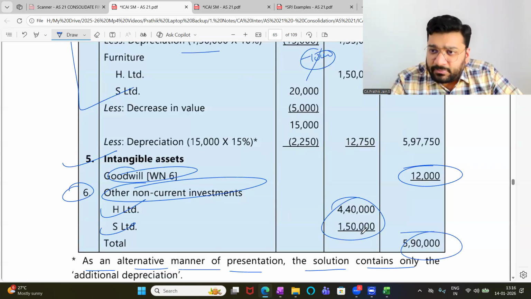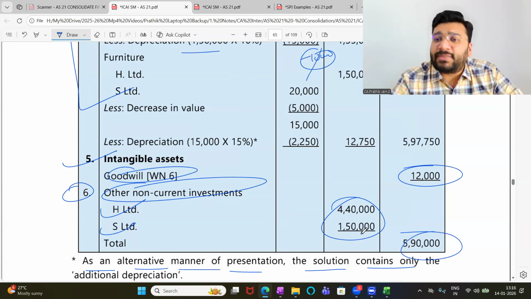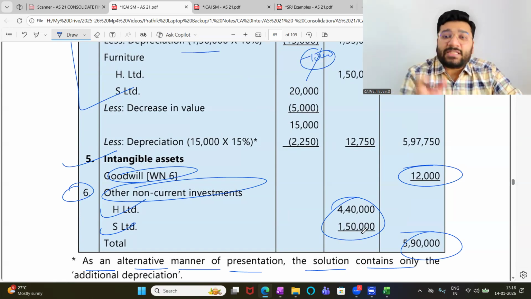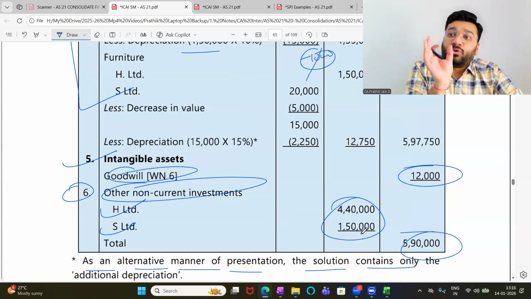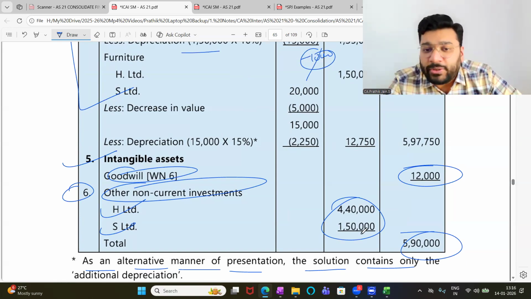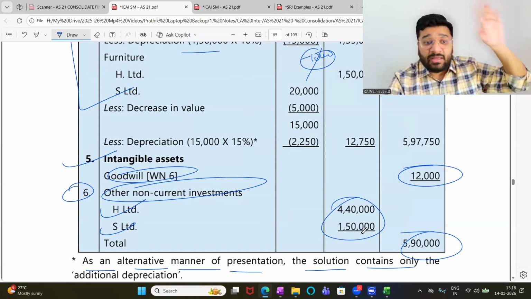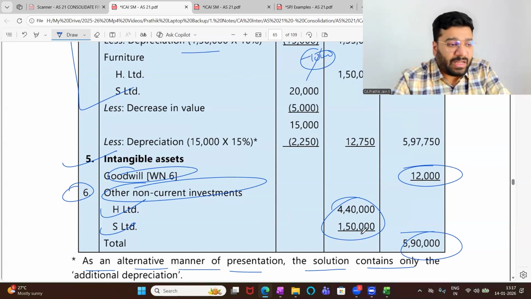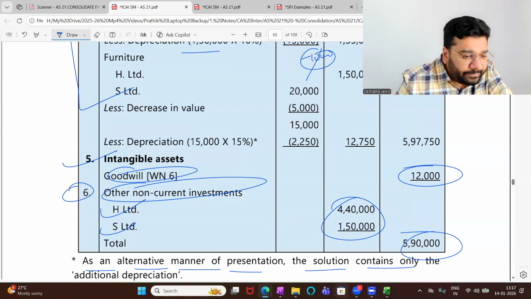In exam, generally you're supposed to write a note for everything. I told you in the last class, if the time is not sufficient, then wherever there is a critical adjustment, for that you do notes, and wherever you just have to combine two values of H and S Limited, to save time, we can just add and directly do the balance sheet total income. No need to give the notes. Only in the extreme situation when time is not sufficient. Otherwise, you are supposed to do all the notes.